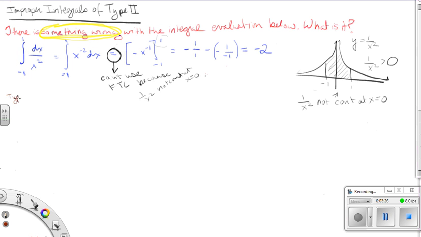Okay, and just like with type 1, there are going to be 3 cases of type 2. This one that we looked at out here with the issue is the third case. So let's look at the first case in the type 2 ones. So the first case is f is continuous on the half open interval from a to b, but not continuous at b.